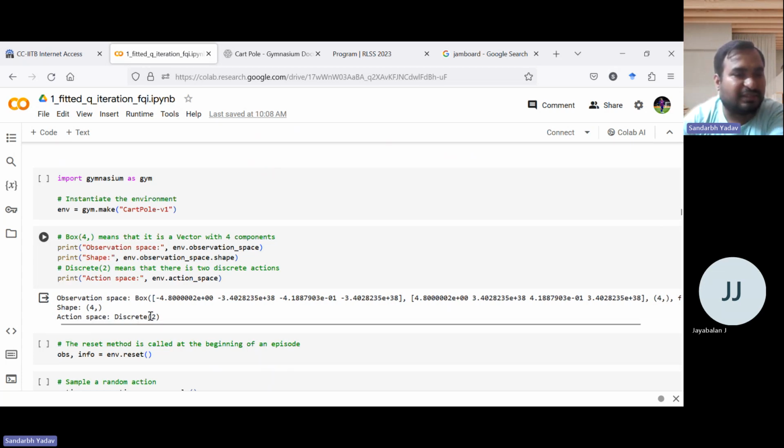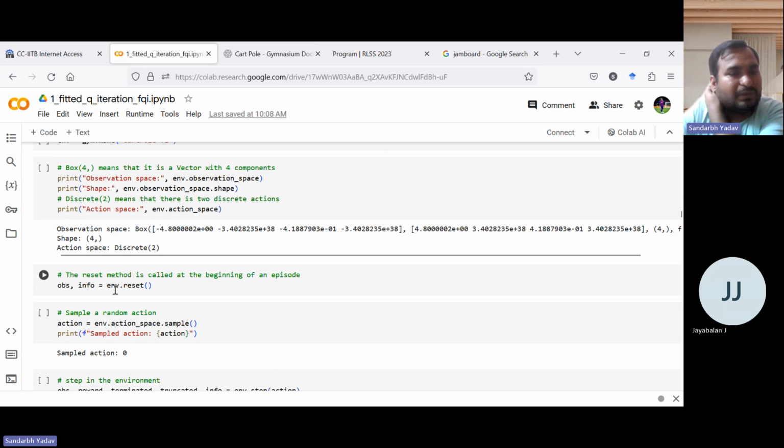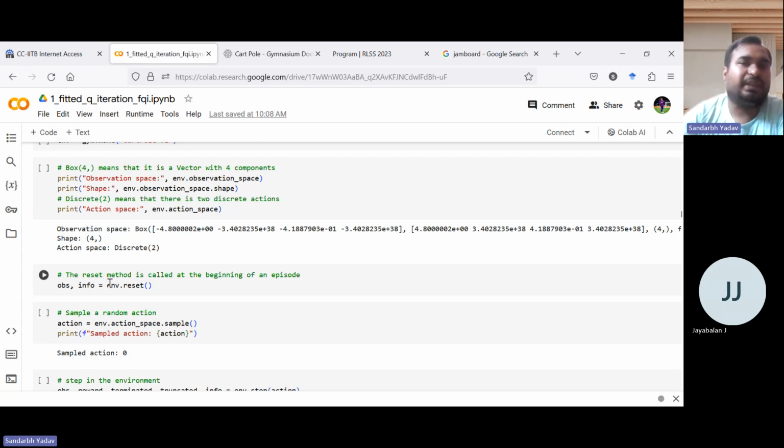And the action space is discrete with two actions: either you go left or you go right. You can call reset at the beginning of the episode, and it will return an observation. Observation basically means state. It returns a start state for you to begin with, because to take an action you need to be in some state.